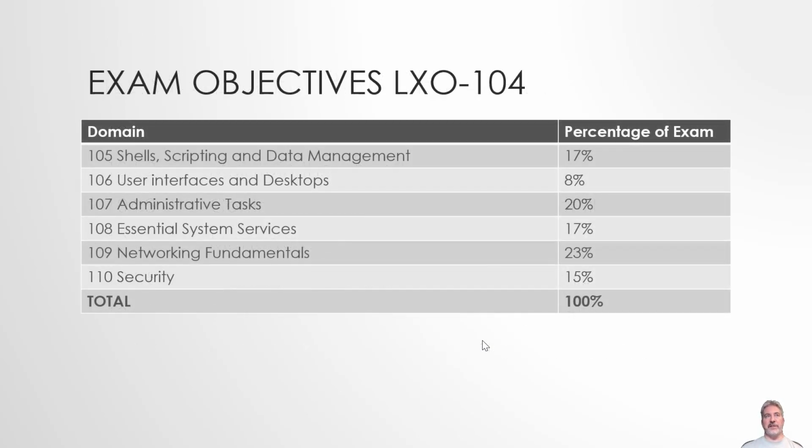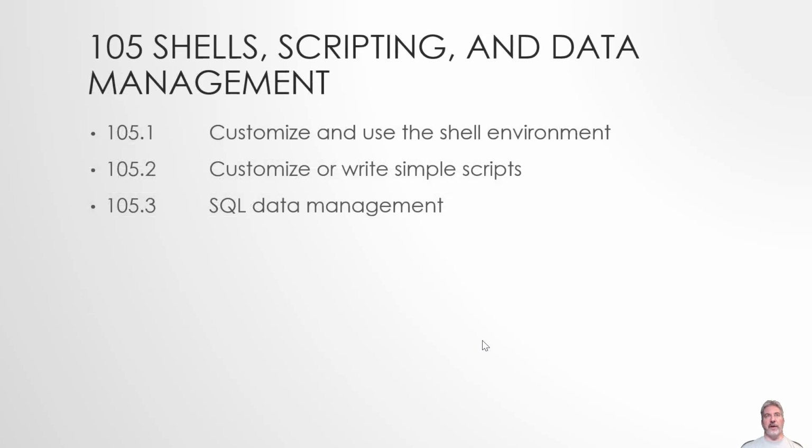Then we move on to the next exam. This one has 6 different sections instead of 4, and it's broken down a little bit differently as far as the percentage. But let's go through these real quick and see what's involved. We start off with learning a little bit about shell scripting and how to write some simple scripts. And we'll also touch on the use of one of the freely available databases that you can install for your Linux system, the Maria database.